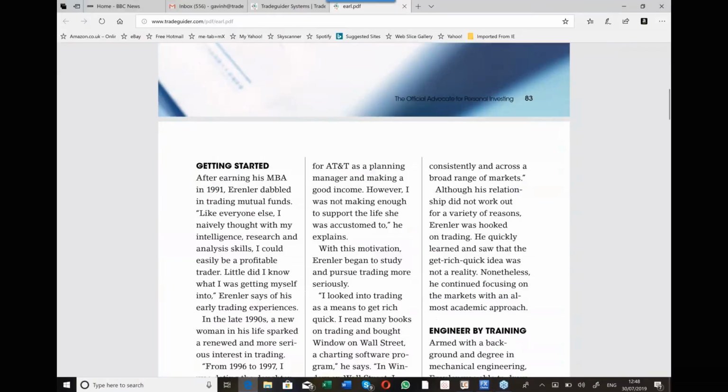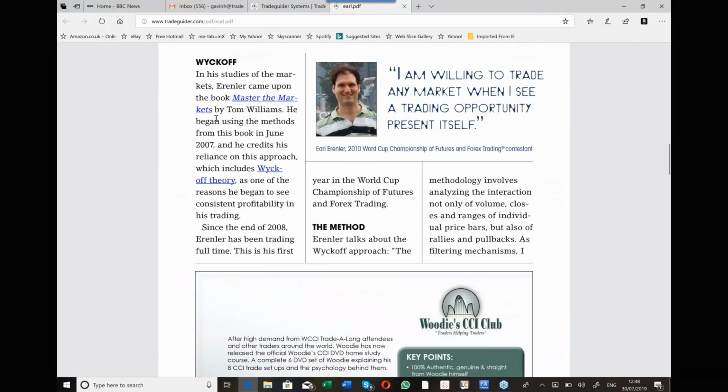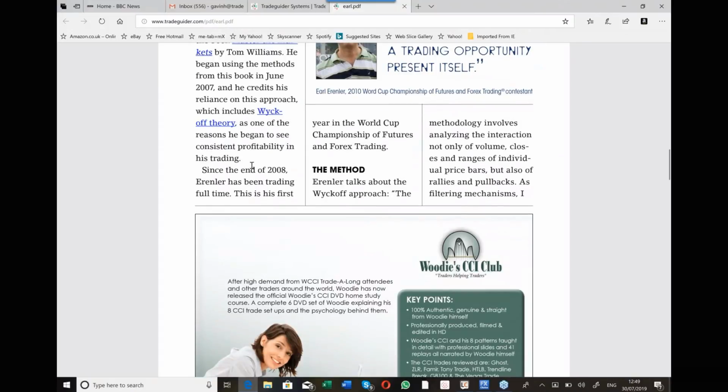The first one is about Earl Ehrenler, who was a customer of ours, still is a customer, but he traded back in 2009, 2010, and he came second in the futures trading World Cup Trading Championship. And he said, in his studies of the markets, Ehrenler came across the book Master the Markets by Tom Williams. He began using the methods from this book in June of 2007. That's, in fact, when he started to study VSA. And he credits his reliance on this approach, which includes Wyckoff theory, as one of the reasons he began to see consistent profitability in his trading.